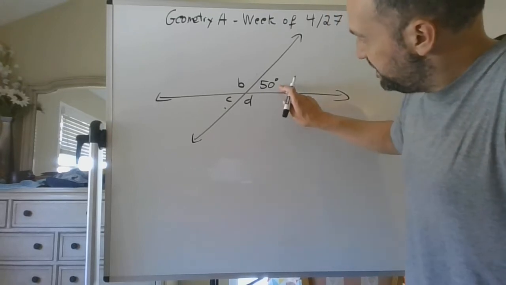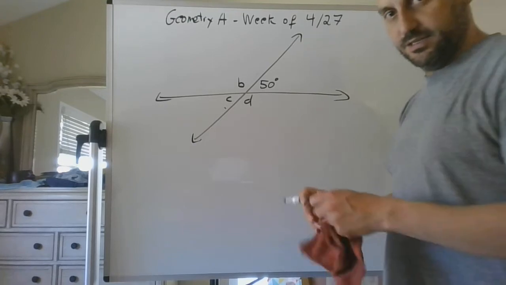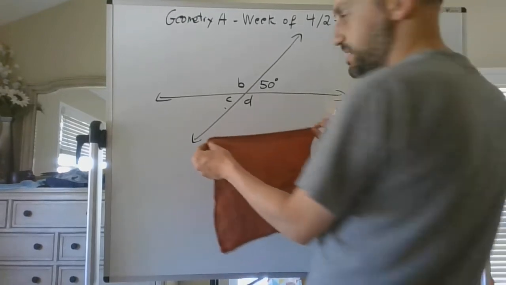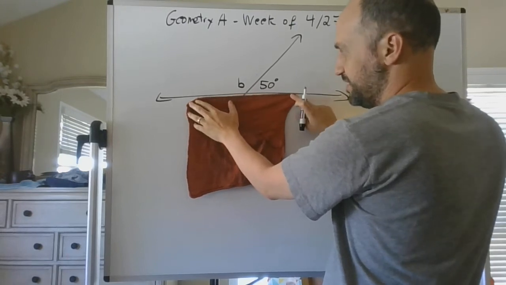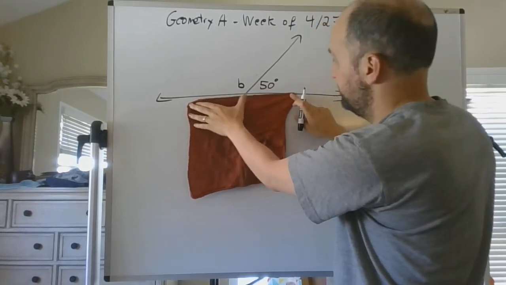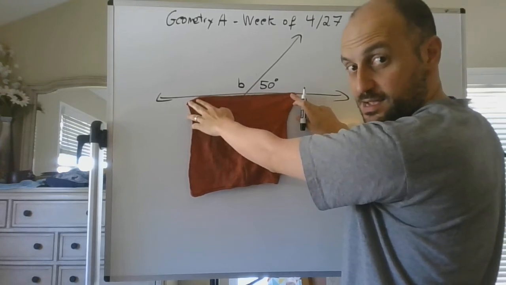Okay, if this is 50 degrees, let me use this little towel so I can give you guys an example. I'm going to cover off C and D for a second so you can see something. Do you see a straight line right there? See 50 and angle B? Don't you see a linear pair? They're making a straight line.